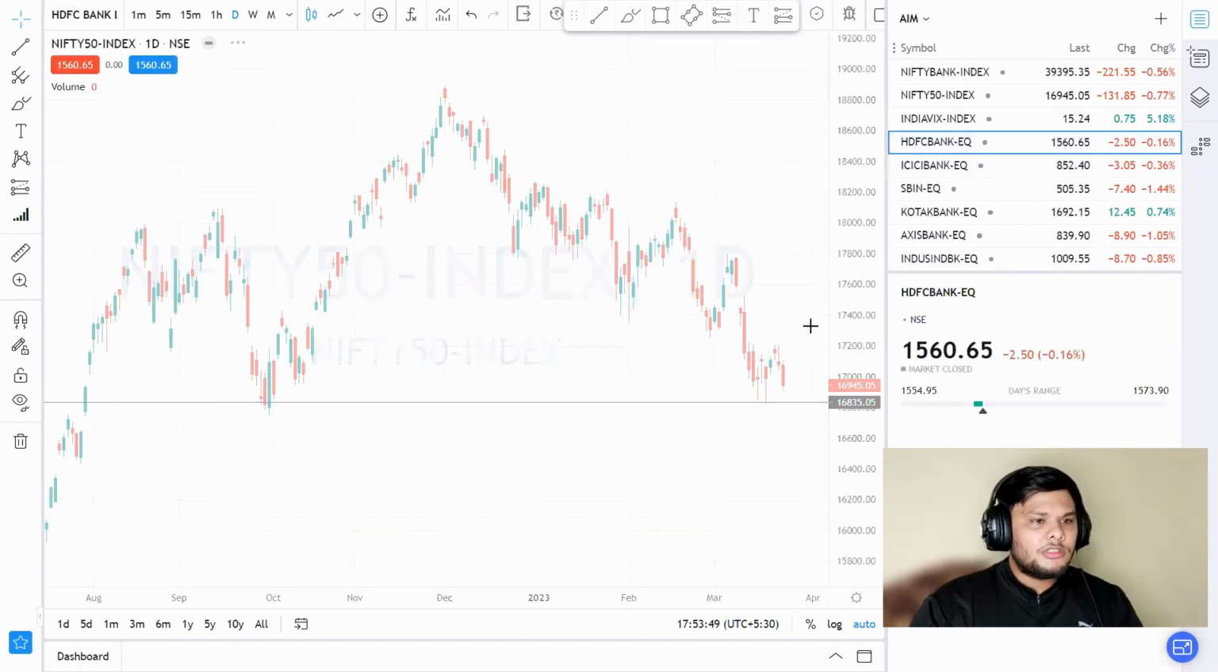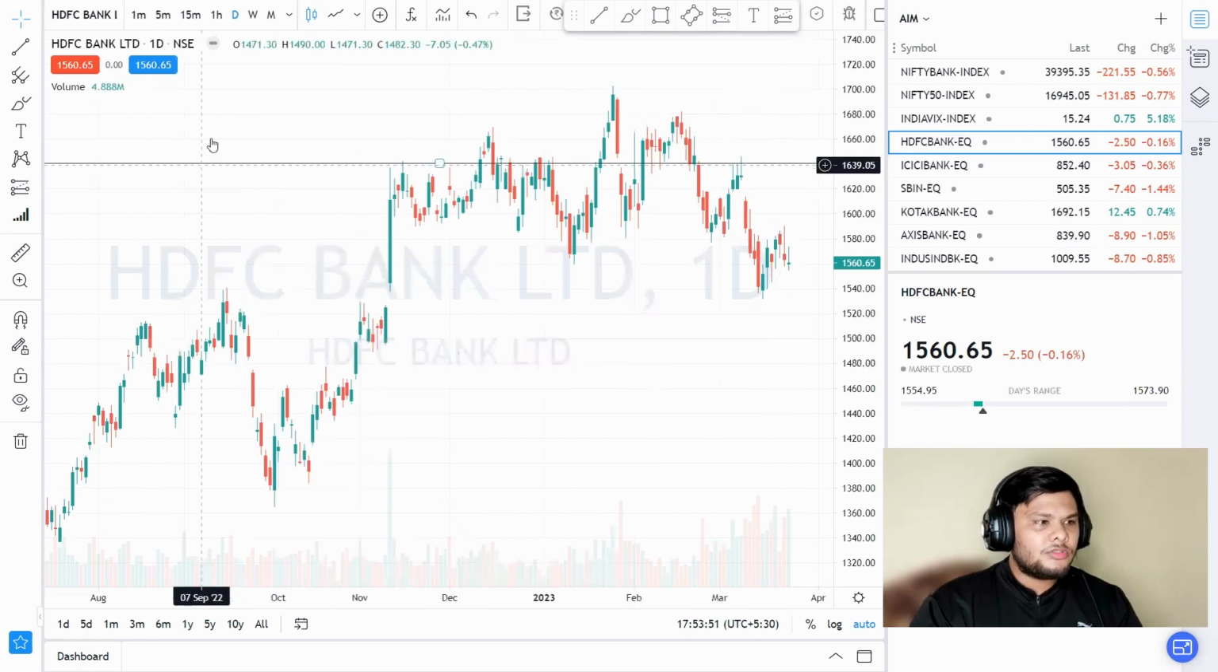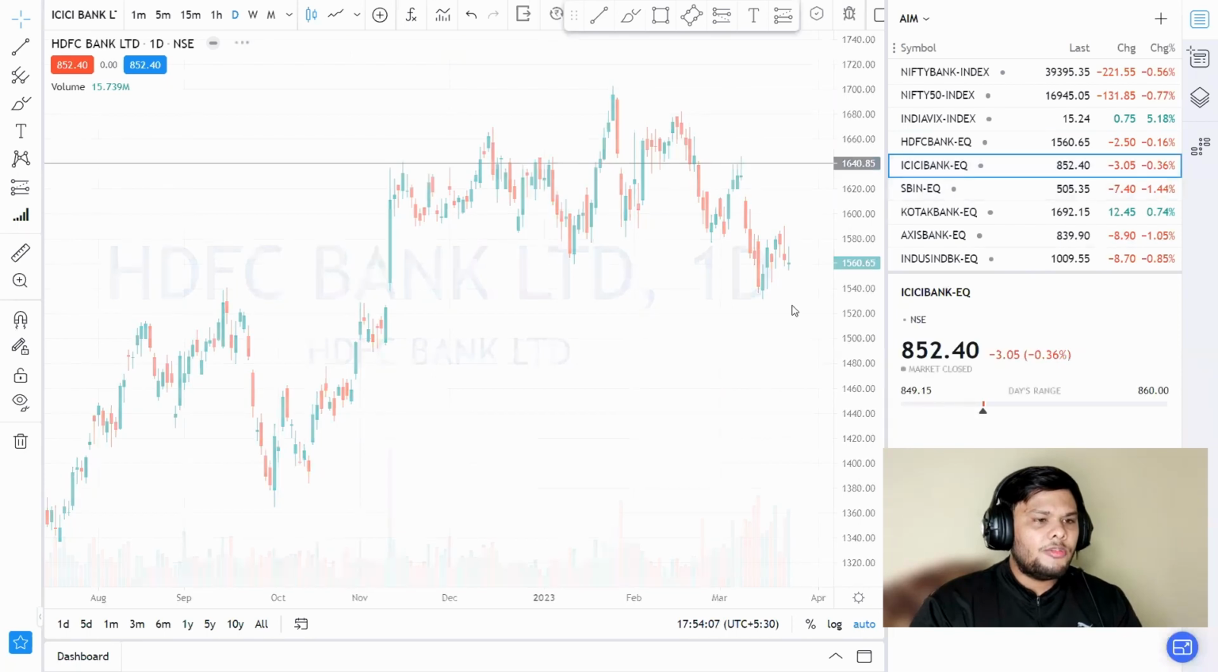So our first component will be HDFC Bank, and you can clearly see that today HDFC Bank opened gap down and it tried to close above that 1573, but it could not sustain there. So right now it looks negative to me. So if it once again tries to close below 1560 or 1555, then after that we can expect some selling pressure here, and the target will be around 1540.